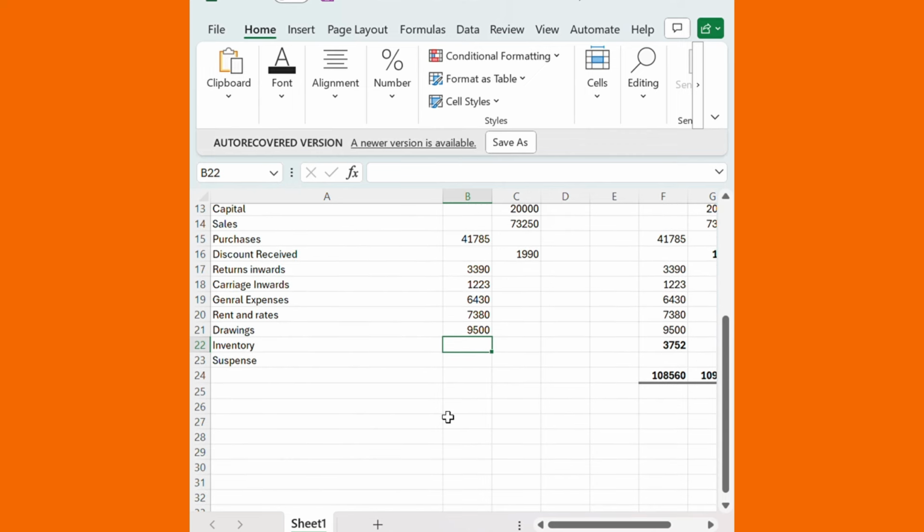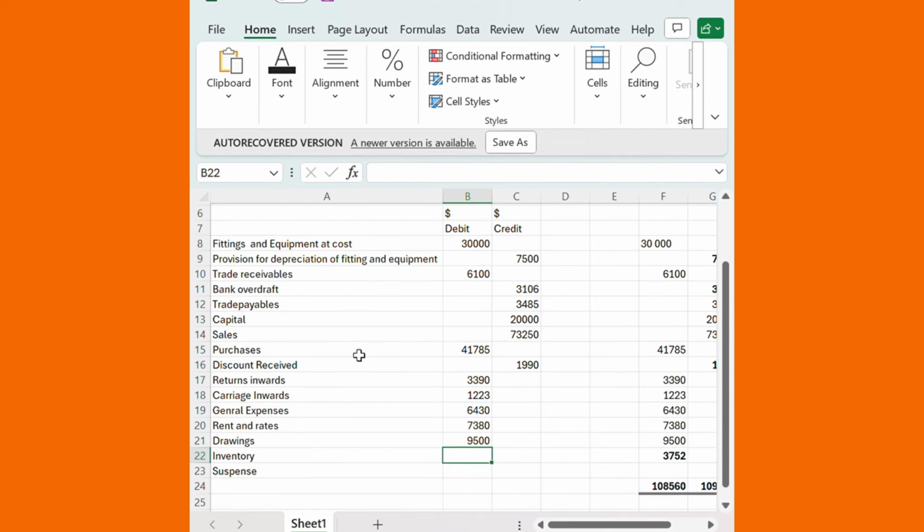So within our trial balance, the inventory that is meant to show is within the beginning of the period. So as we see in the question, 31 March is the end of the period. So we need to have the beginning of the period, which is 3752. But which side is it meant to be on?